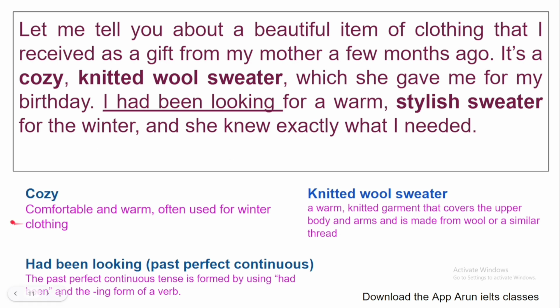Cozy. Now this is a vocabulary: comfortable and warm, often used for winter clothing. And I've also used the past perfect continuous tense, had been looking. The past perfect continuous tense is formed by using had been and the -ing form of a verb. Knitted wool sweater. Make sure that you use a range of grammatical structures if you are aiming at a 7+ band score in IELTS speaking. Knitted wool sweater: a warm knitted garment that covers the upper body and arms and is made from wool or a similar thread.